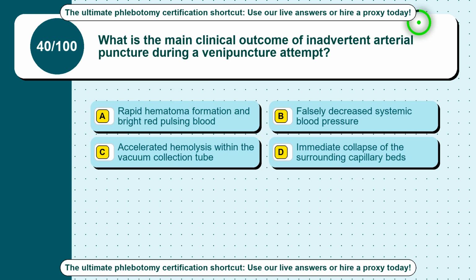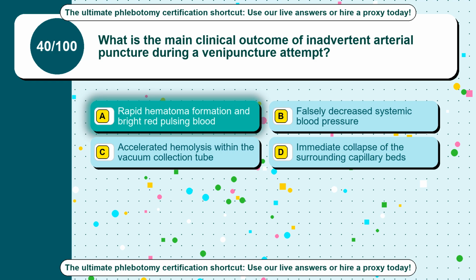Question 40. What is the main clinical outcome of inadvertent arterial puncture during a venipuncture attempt? Option A, rapid hematoma formation and bright red pulsing blood. Option B, falsely decreased systemic blood pressure. Option C, accelerated hemolysis within the vacuum collection tube. Option D, immediate collapse of the surrounding capillary beds.